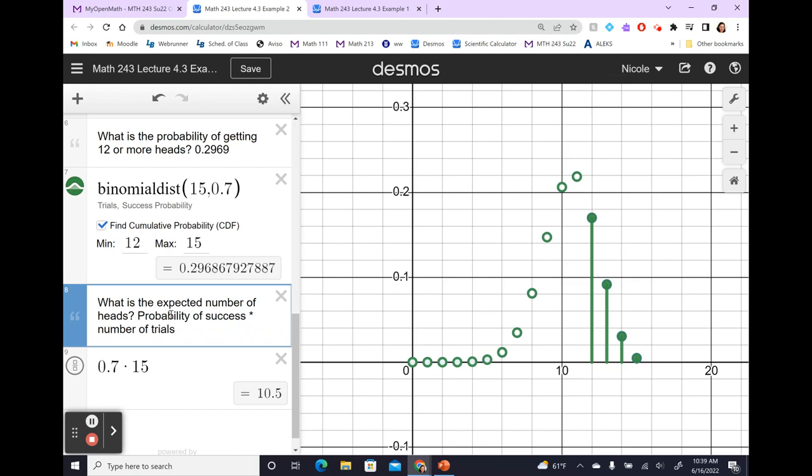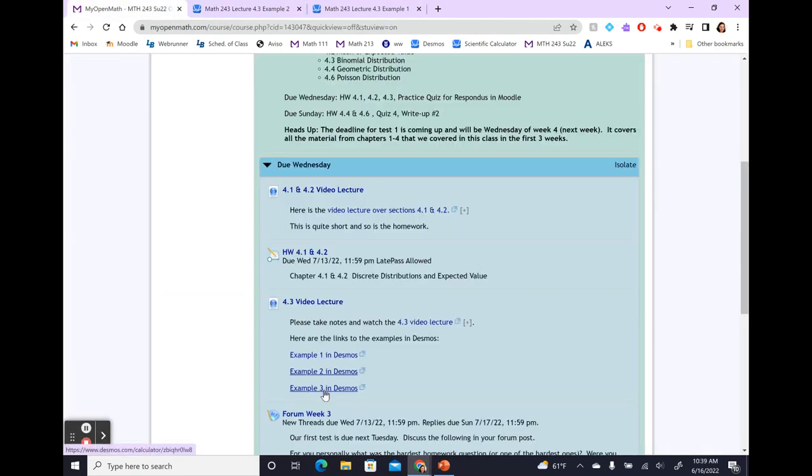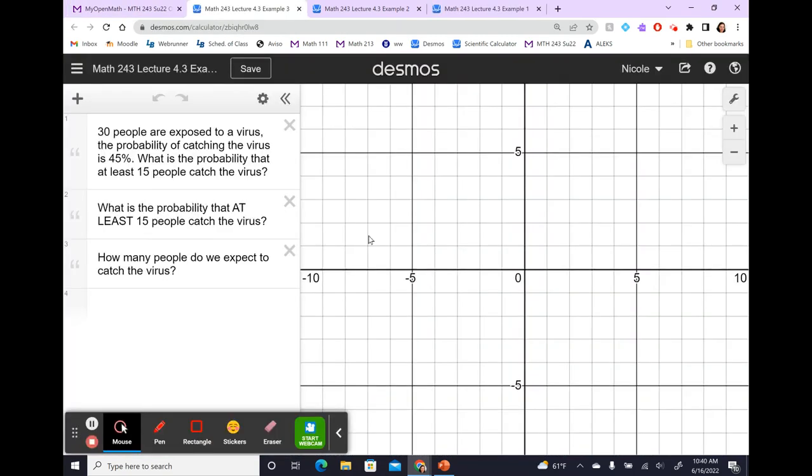All right, let's try one more example. So again, go back to our lecture, to the My Open Math page, and let's look at example 3. It doesn't have to always be coin flipping. You can apply this to any situation. Binomial always works if you can write the situation as a success and a failure. So probability of getting heads, that works. Getting heads is a success, getting tails is a failure.